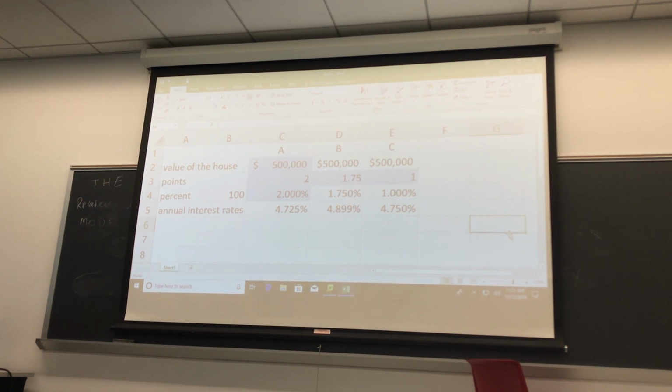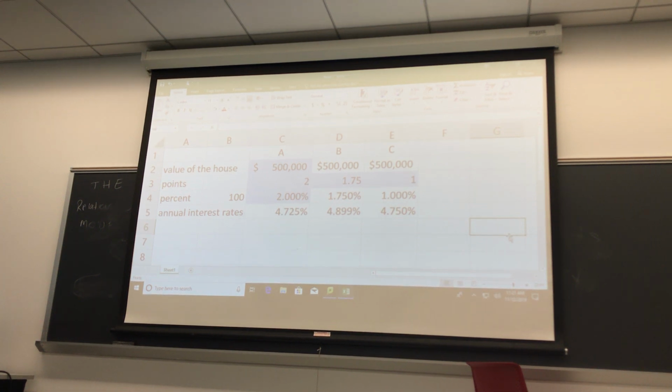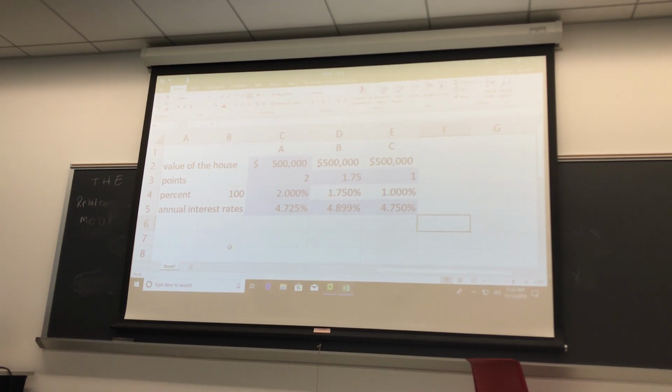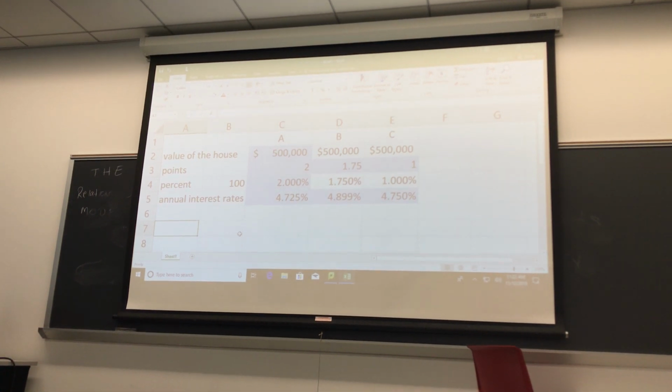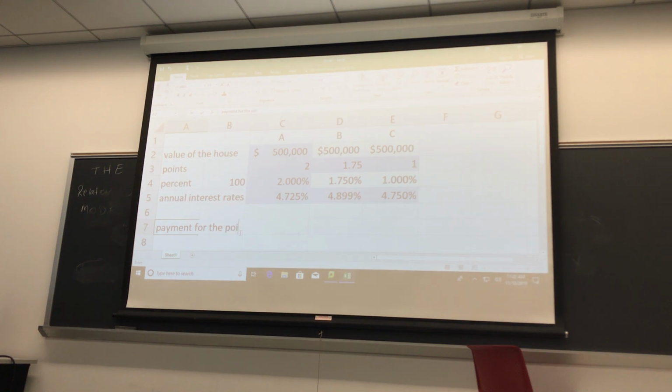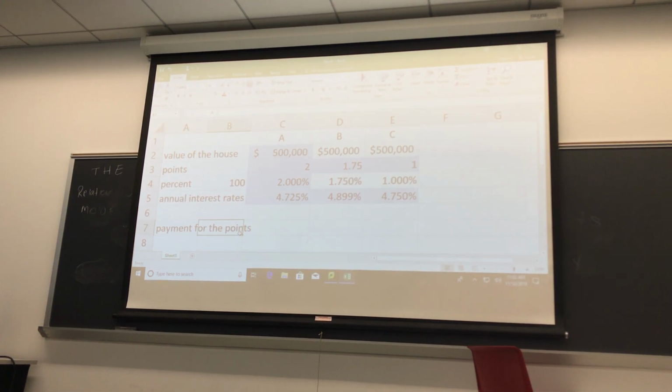Yes. What is the significance of the points? Are we using that in the formula? Yes. This is what you have. And if this is what you have, then the important part is you need to calculate how much is the payment for the points. The payment for the points is in dollars.